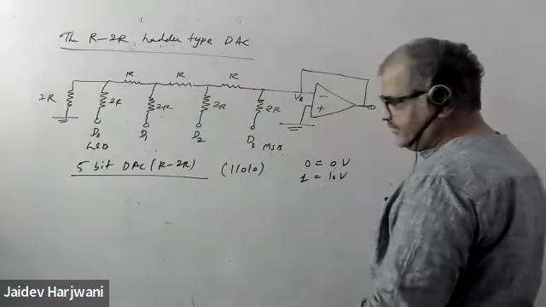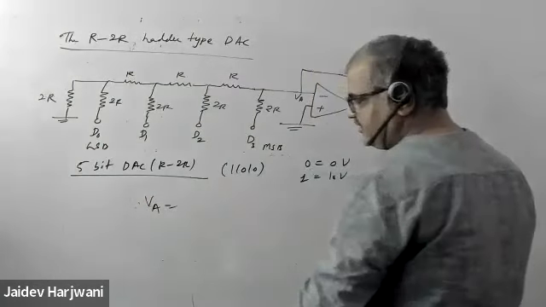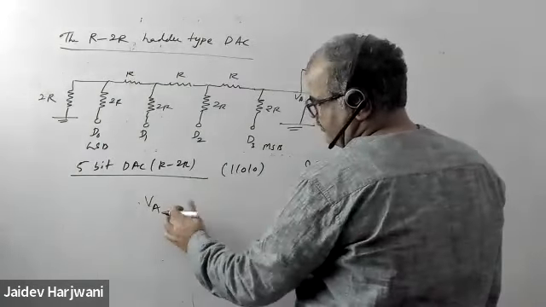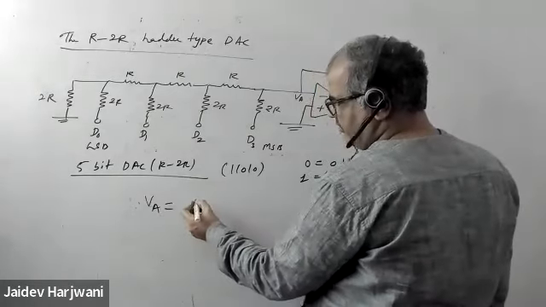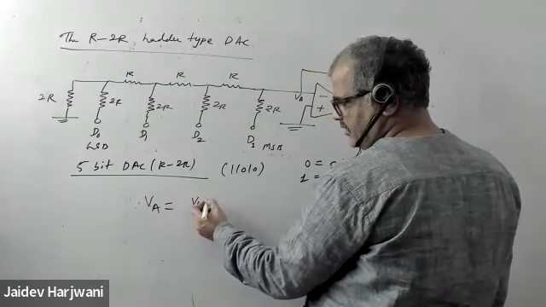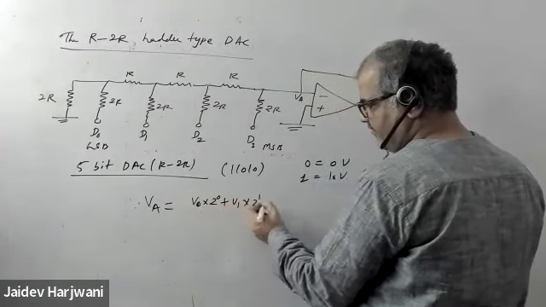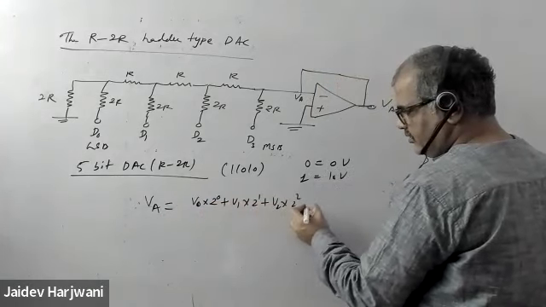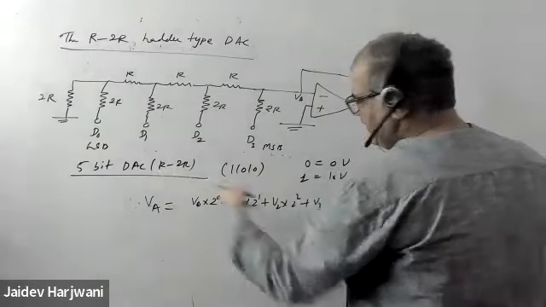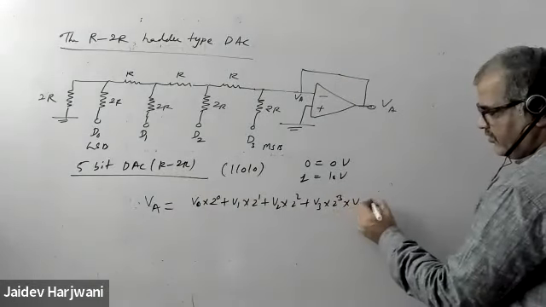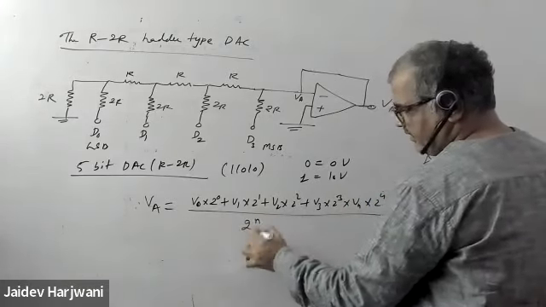So this is a 5-bit. V analog output will correspond to this digit. What is the formula? V0 into 2 power 0 plus V1 into 2 power 1 plus V2 into 2 power 2 plus V3 into 2 power 3, and since we have a 5-bit, we have to go up to 4: V4 into 2 power 4, up to 2 power n.